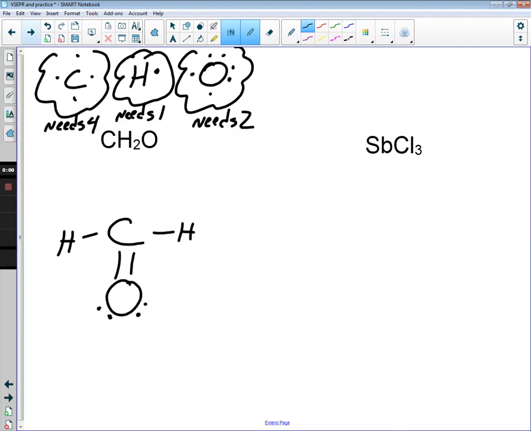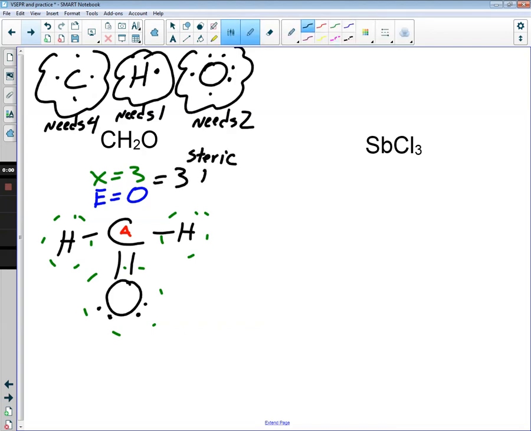Let's use our AXE charts to predict what kind of shape this is going to be. Central atom A is going to be this one right here. Where are my X's? How many branches? 3. So he's a branch, he's a branch, he's a branch. Does carbon have any unshared pairs of electrons? No. Are there unshared pairs of electrons in this molecule? Yeah, coming off the oxygen, but the oxygen's not in the center. We're only worried about the ones coming off the center. So we can say that our E number is 0. Now 3 plus 0 equals what? So our steric number is 3.